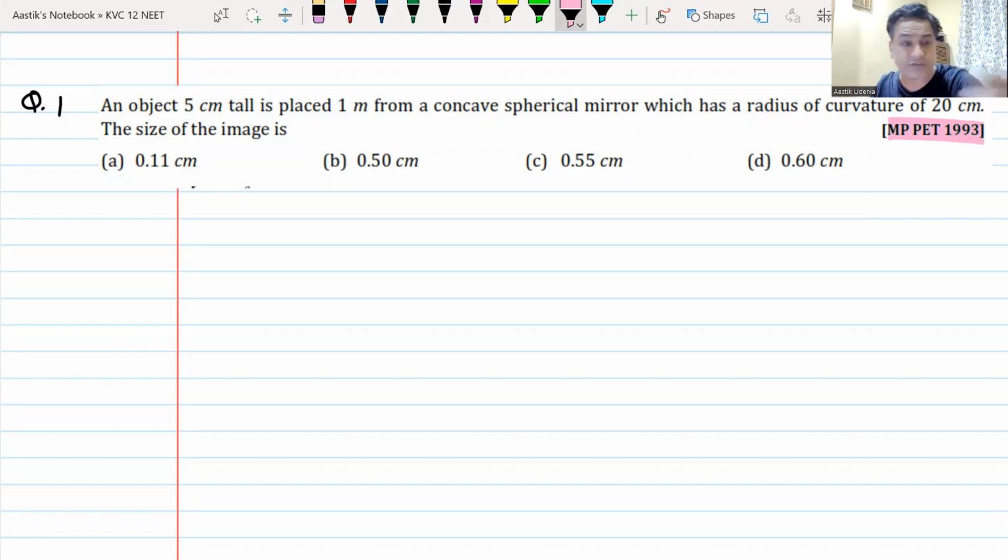and we can expect that a similar question or maybe the same question is going to come in your NEET. The question goes like this: an object 5 centimeters tall is placed 1 meter from a concave spherical mirror which has a radius of curvature of 20 centimeters. What is the height of the image? Everyone got the question?